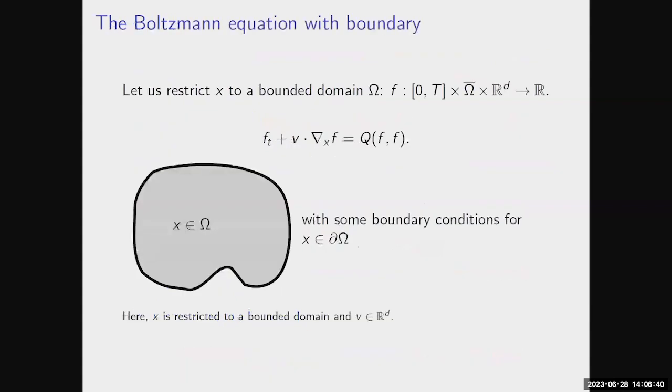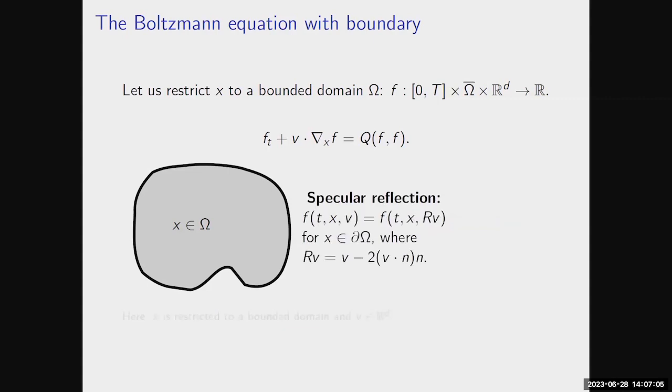So in the bounded domains, we have different choices of boundary conditions. This is a bounded domain in space only, which is what physically makes sense, right? The velocities are still allowed to be whatever they want, but the space is confined to a container for the gas, right? And so what would be the boundary condition? There are different choices that make sense.